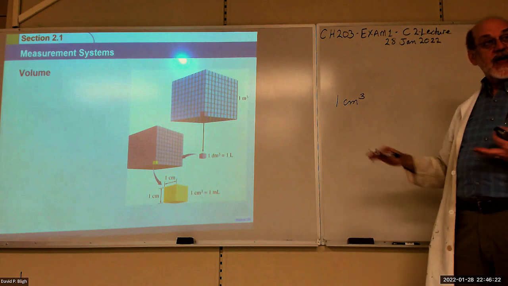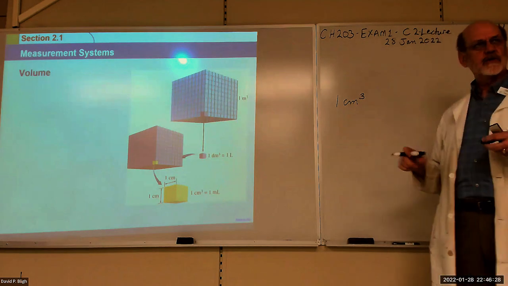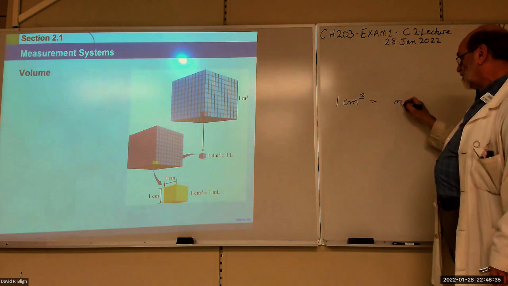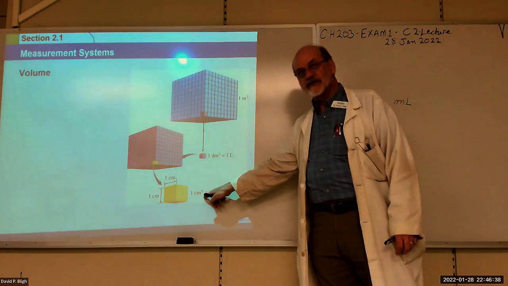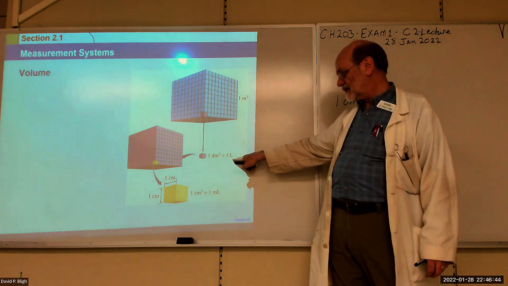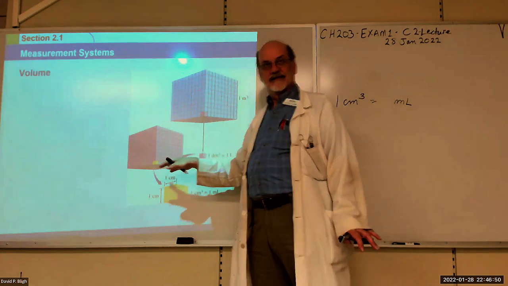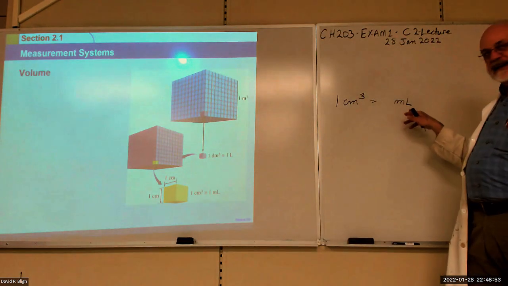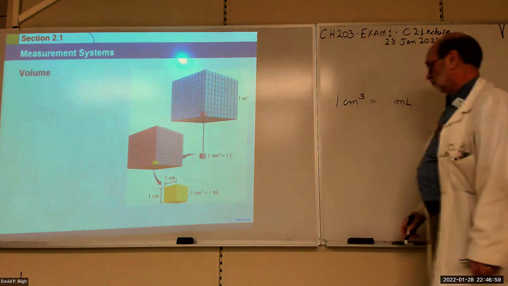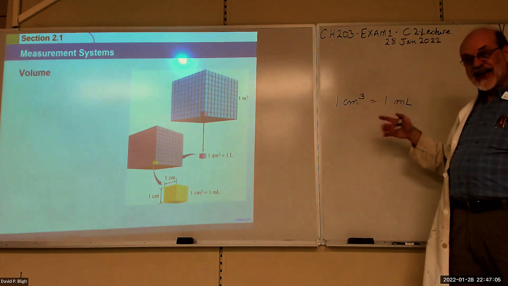And some sciences use that, particularly if you're talking about solids, like the mining industry, for instance. But if you're talking about liquids, we tend to say milliliters. It turns out 1 cubic centimeter is 1 milliliter, or 1,000th of a liter. Okay. This 1 liter has 1,000 of those cubes in it. So 1 milliliter times 1,000 would be a liter. And this is important to remember, that one cubic centimeter is 1 milliliter, exactly.